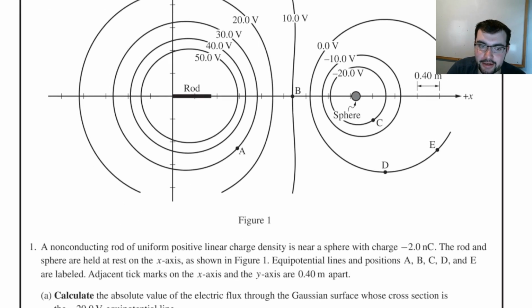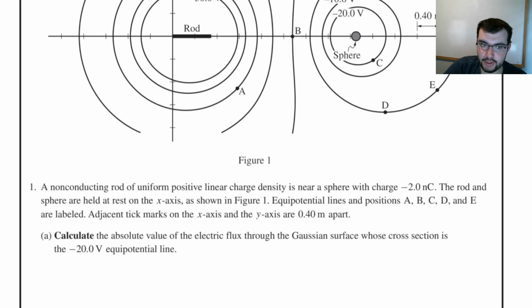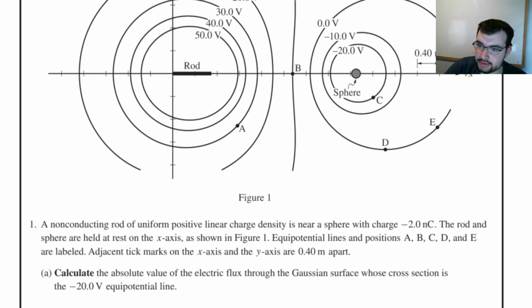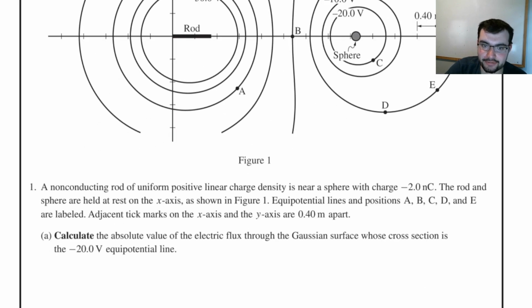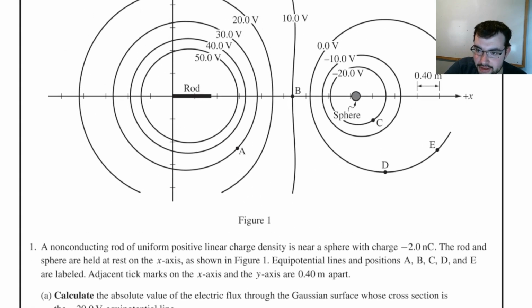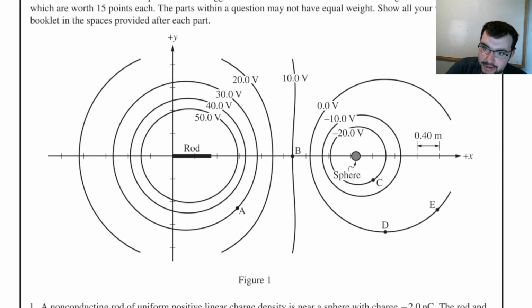So we got a non-conducting rod of uniform positive linear charge density. It's near a sphere with a negative charge. The rod and the sphere are held at rest, so it's a statics problem. We're given a bunch of equipotentials and 5 labeled points. First up, find the flux through the Gaussian surface whose cross section is the negative 20 volt equipotential line.